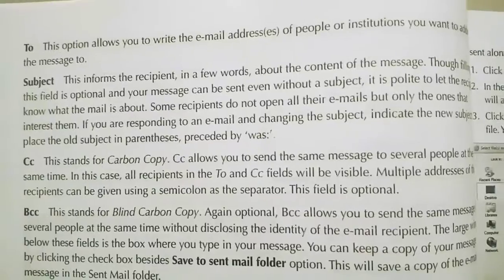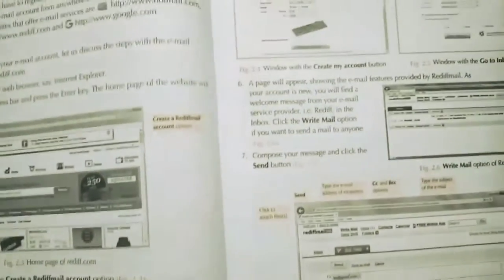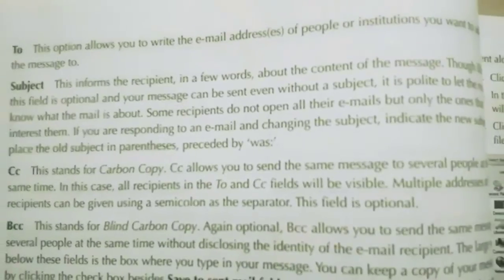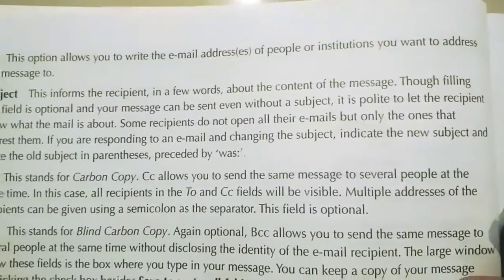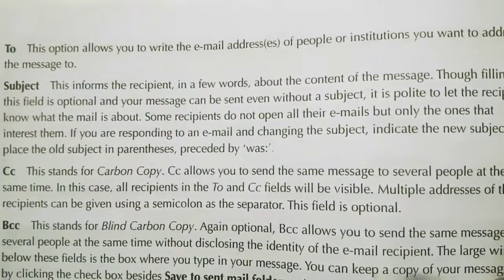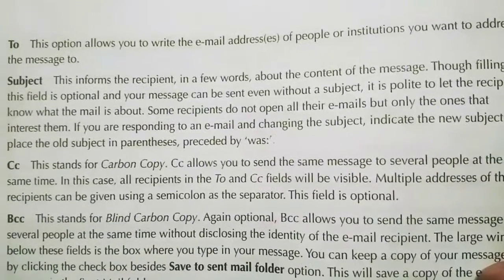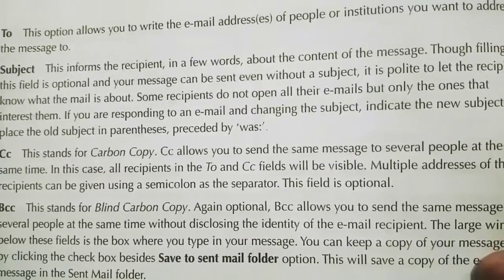So you have learned how to create an email, right? In the last video you learned how to create an email address. Then what are the things present inside an email account? Here, "To" is given. What is the meaning of To? To allows you to write the email address of the people or institution you want to address the message to. That means to whom you are sending the message, their email address you have to write in the To box.